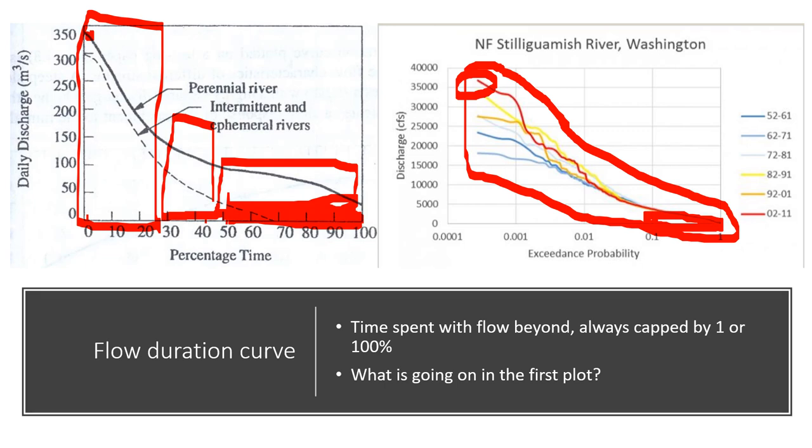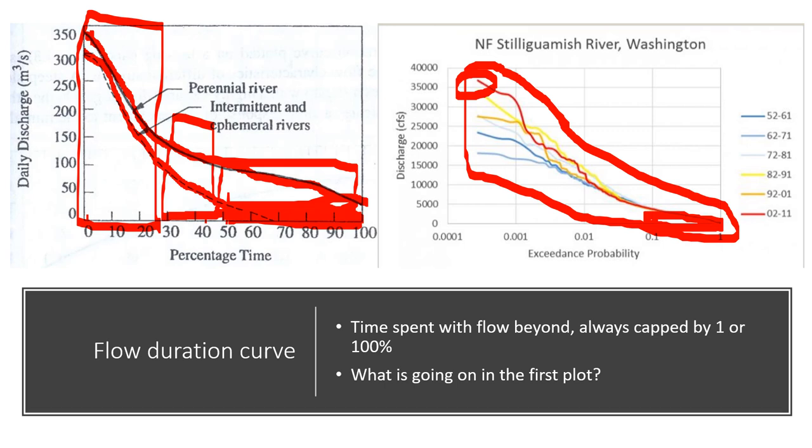The other thing here I want to point out is that there's two curves here. This is a perennial river, right? Look how it's always flowing. Compare that to the dotted line. That dotted line does not always flow. At some parts of the year, it reaches zero, right?